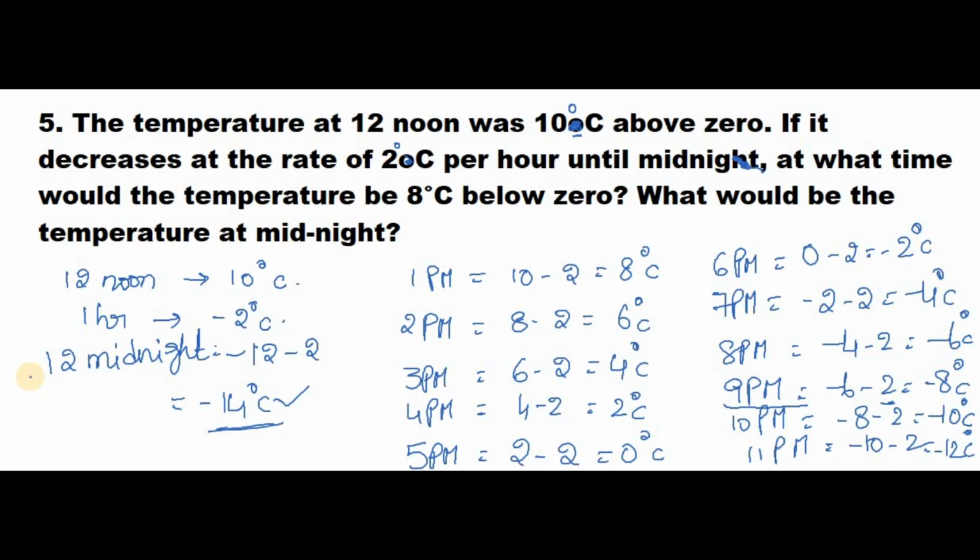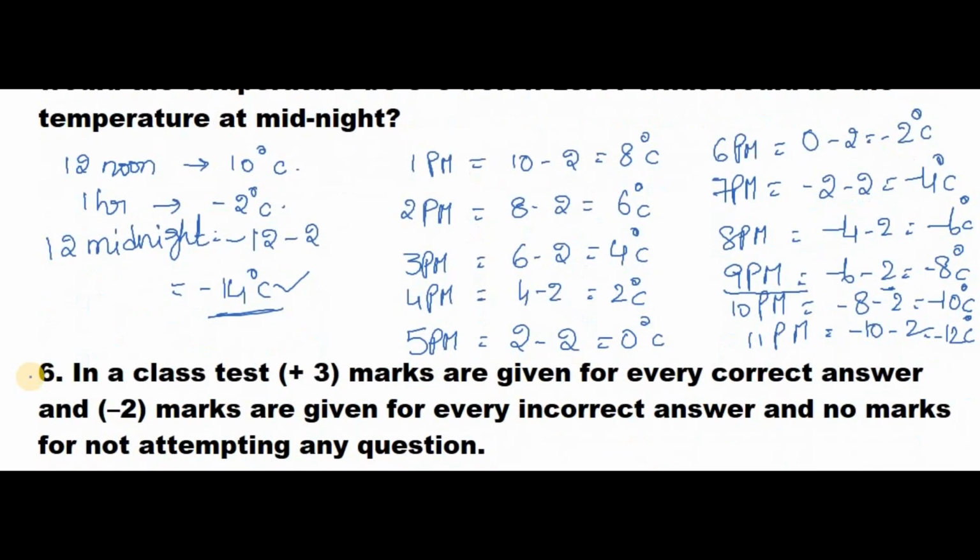You can say it in this way also: the temperature at midnight is 14 degrees Celsius below zero, and the temperature 8 degrees Celsius below zero is at 9 o'clock in the night. Okay students, very good. Now we'll move on to the next question. We'll try to solve that also.